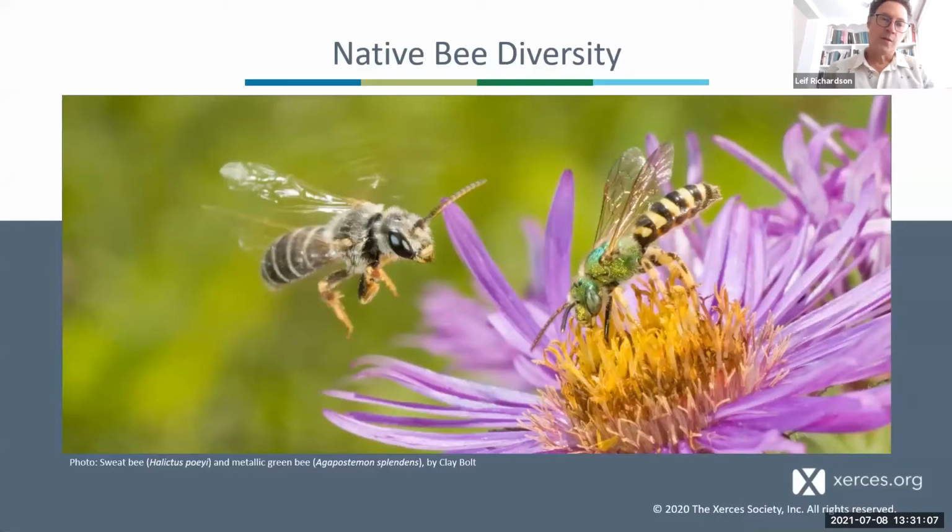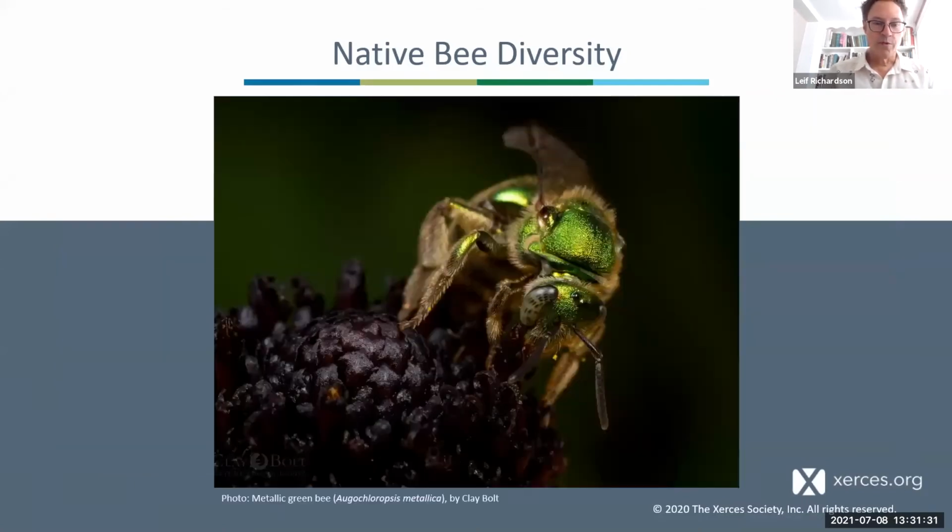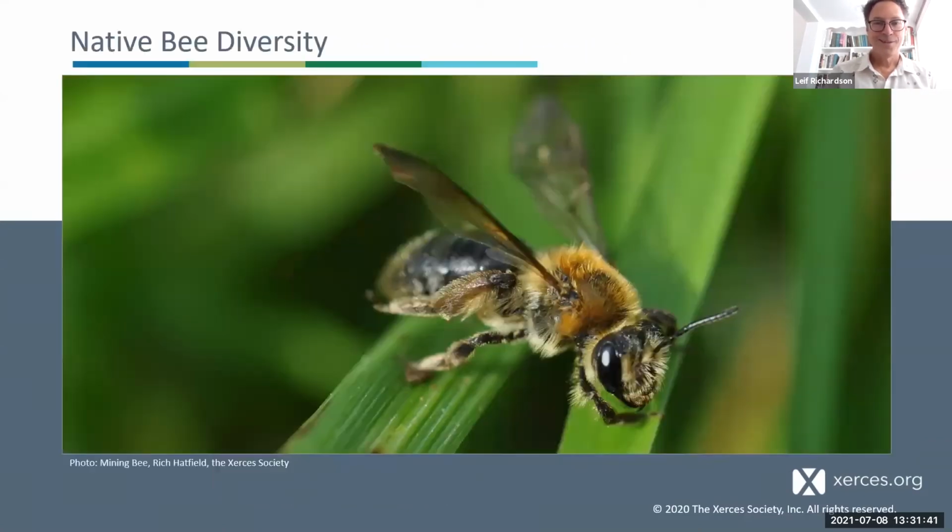Here are 2 examples from the family Halictidae, or the sweat bee family. The one on the left is in the genus Halictus. The other, we often call these green bees or metallic green bees. This genus of green bees is Agapostemon. So these bees look quite different. They're relatives and have, broadly speaking, similar ecology. Here's one more example of another genus of metallic green halictid or sweat bees. Photo by Clay, who is in the audience, I saw.